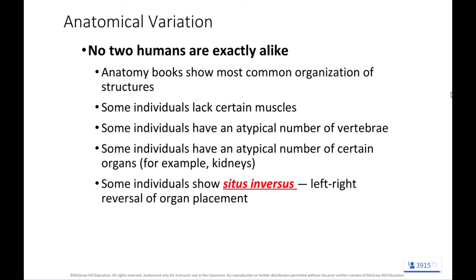Some people are going to have an atypical number of vertebrae. They have an extra vertebrae, or their vertebrae have fused together when they were in development. Other people may be just missing a vertebrae altogether. Or some people are going to have extra organs, or reversed organs, or abnormally shaped organs. Every once in a while, you'll find a human being that has all of the organs of their abdominal, pelvic, and thoracic cavities flip-flop from left to right. And that situation is known as situs inversus.